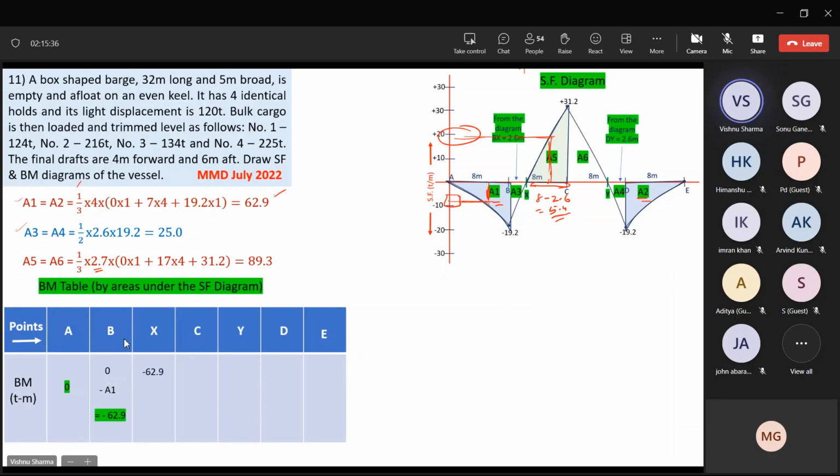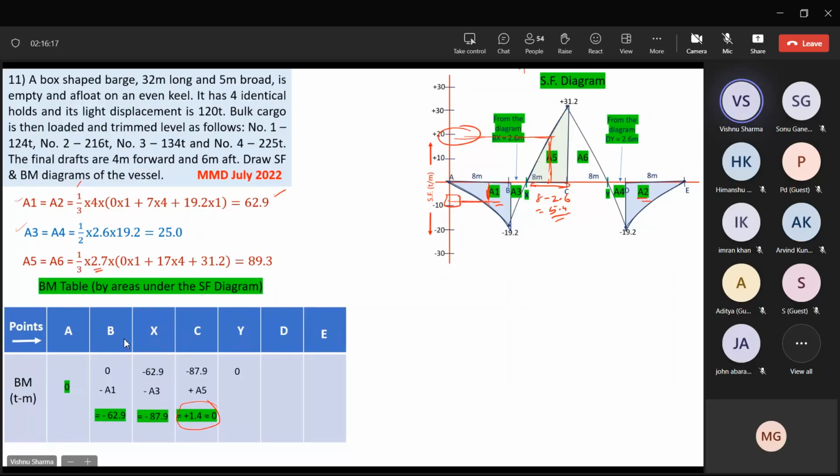I carry forward this minus 62.9, and to that you have minus area A3 getting added, and that becomes minus 87.9. Then we carry forward this minus 87.9, and we have plus area A5. A5 is 89.3. It leaves you with plus 1.4, and what have I done? I have made it 0 here, guys. We know these are the errors in reading and rounding off from the graph which are leading to this residual thing.